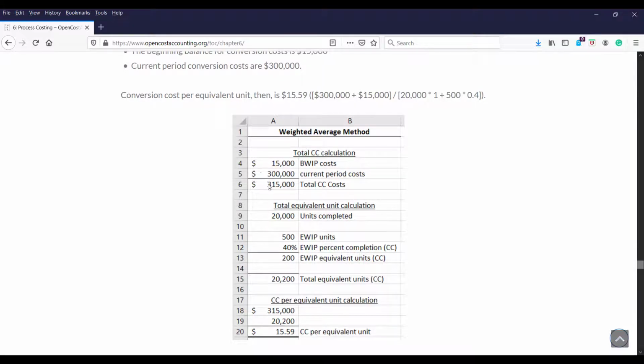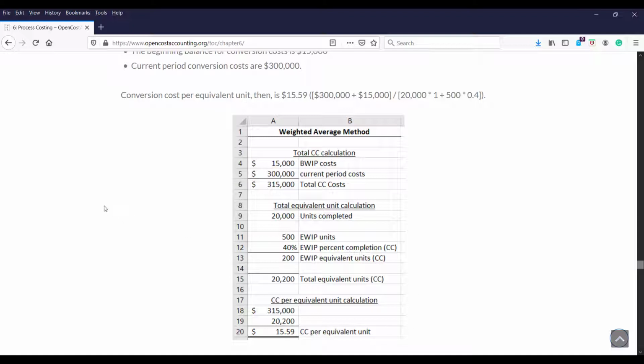We're going to divide this total right here. Our beginning conversion costs in beginning WIP and our current period conversion costs, add those together, and you get $315,000 of total conversion costs for this period. So you're going to take this in the numerator, that in the denominator, and you get $15.59, which is our conversion cost per equivalent unit.